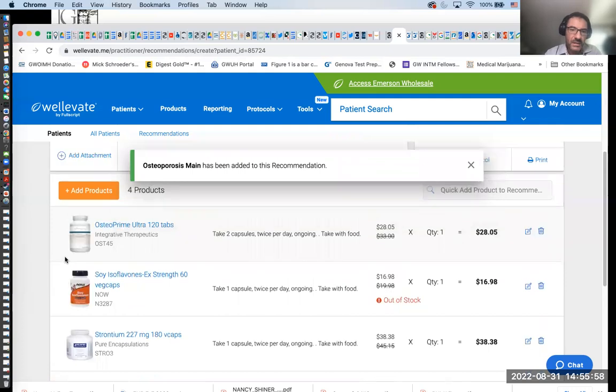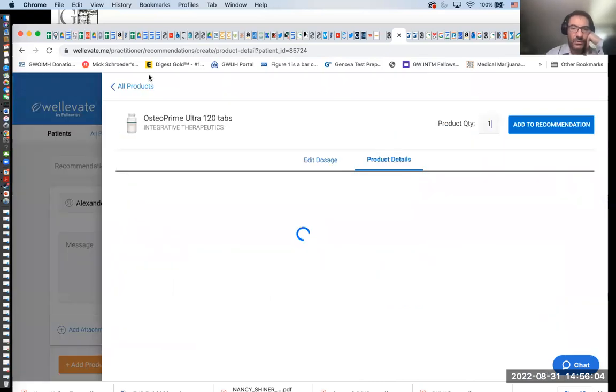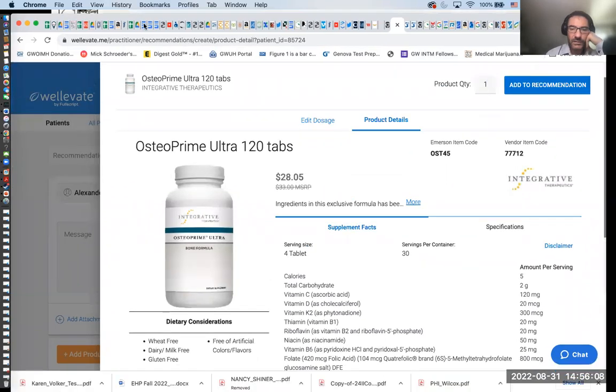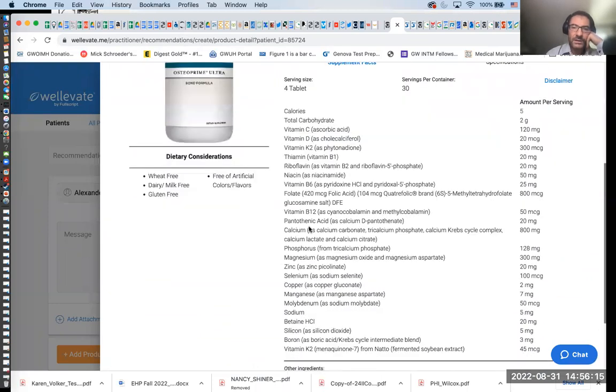So this is one of the more commonly used multivitamins that I like to use, Osteoprime Ultra. By the way, for full disclosure, I don't have any particular financial relationships with any of these supplement companies, I just like using their product. So you can see that this is a full multivitamin. You have 800 milligrams of calcium, and this would be taken in 2 tablets twice a day. So you'll be taking 400 milligrams twice a day.